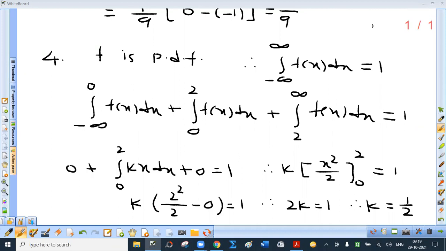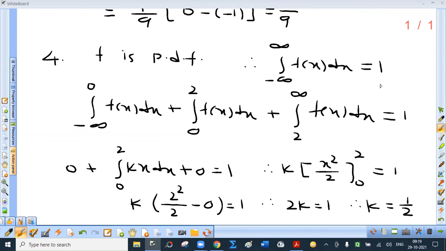First one: f of x is kx for 0 less than x less than 2, and it is equal to 0 otherwise. We are asked to find p of 1 by 4 less than x less than 3 by 2. Now, f of x is a probability density function, so the integral from minus infinity to infinity of f(x) dx is 1.